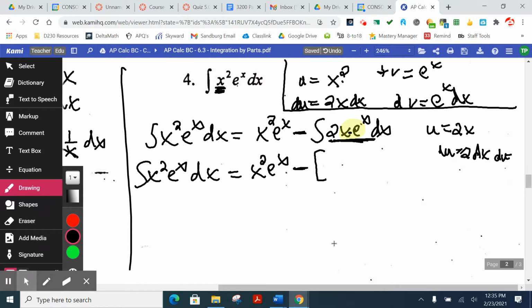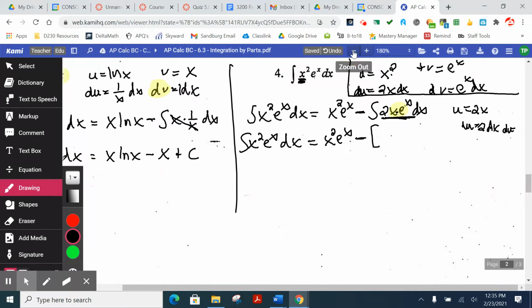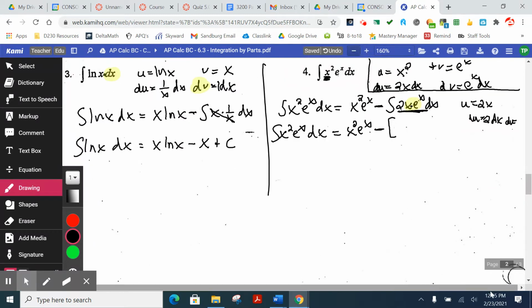Oh, can't see that, can we? Shoot. People in the room can't see this. Let me make this a little smaller. Still better. You guys still can't see it, can you? Okay.